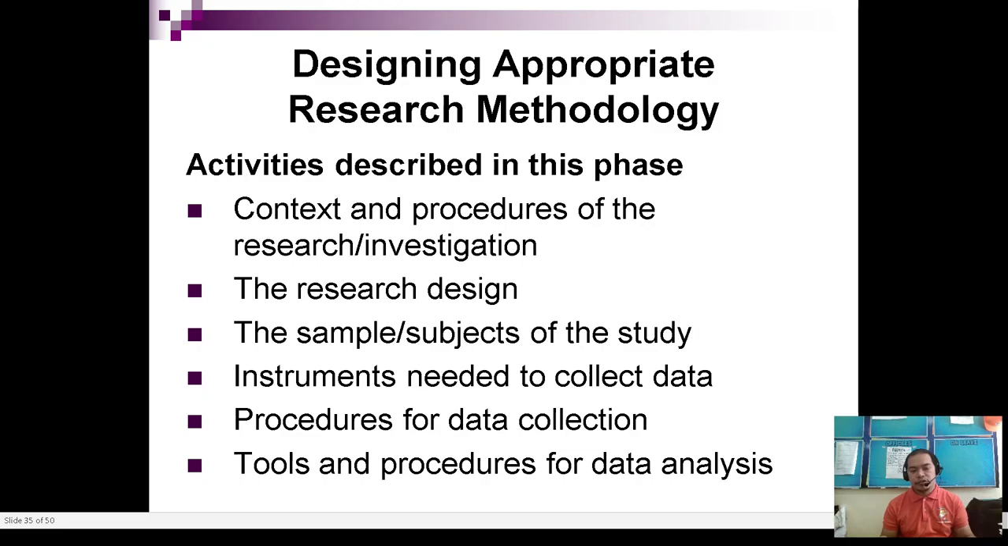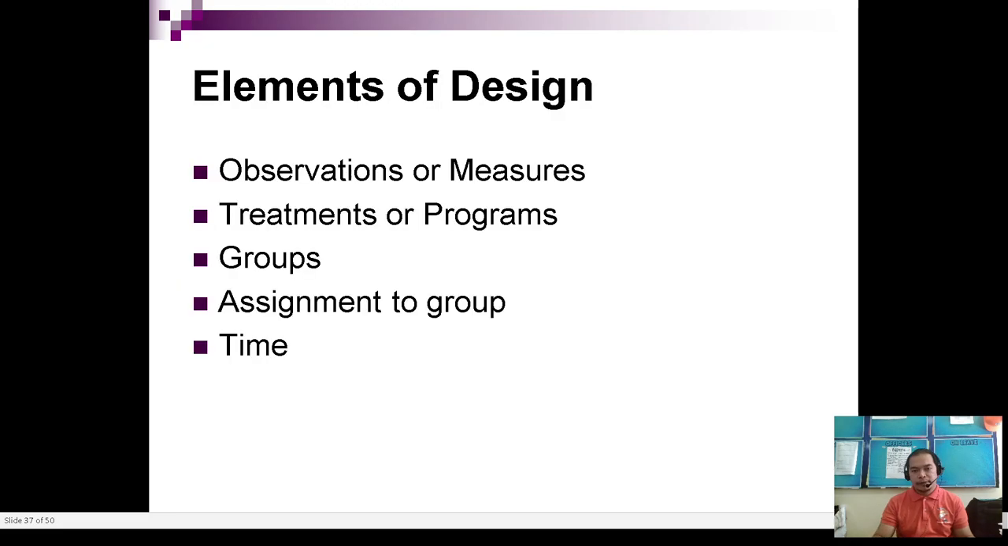You should have stated that, and you should also have done some related searches on the literature about particular procedures applicable for your data collection, depending on what kind of problem you have. Your procedure will depend on that. Next, tools and procedures for data analysis. This refers to statistical tools and treatments for your data, like t-tests, and other means, averages, or things like that. Those are the general overview of research methodology.